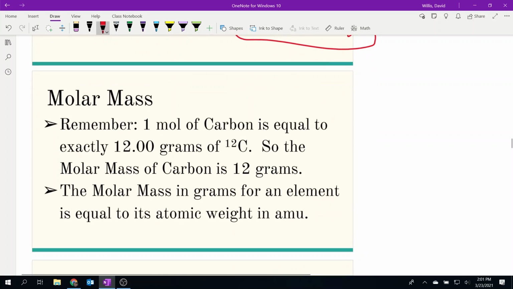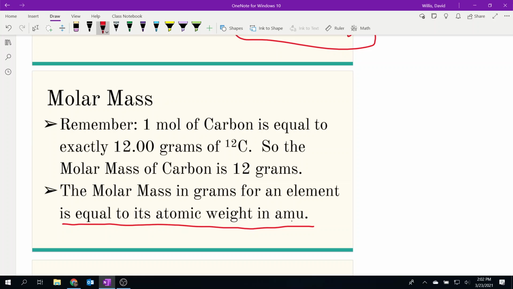So, as we just said, 1 mole of carbon is exactly 12.00 grams of carbon-12. Molar mass of that is 12. And the molar mass in grams for any element is equal to its atomic weight in AMU. So I do want you to write that down. In other words, if we look on the periodic table, whatever the atomic mass is of an element, that is also its molar mass in grams.